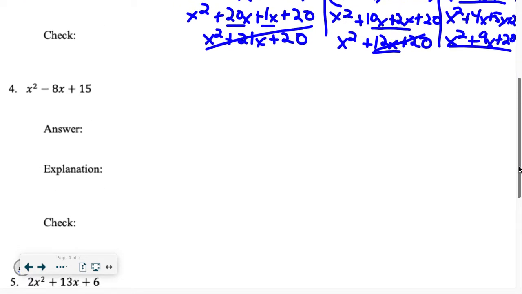Okay, so for the number 4 here, again, I'm going to look through this. I know it needs to be x and x. I got a positive at the back end, but the middle term is negative. The only way for that to work out is if I have two negative numbers inside here. So now the goal is what multiplies to 15 and adds to negative 8. Negative 3 and negative 5. So again, if I want to check it out, multiply it back out and make sure it does work out.